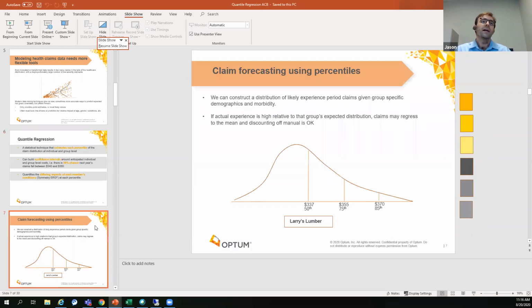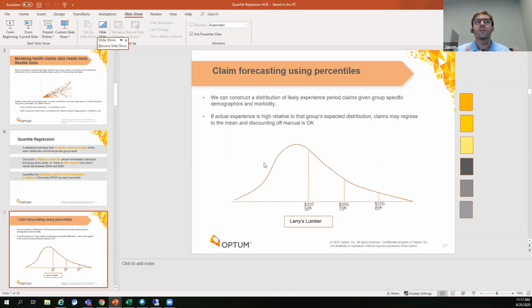So what does it mean in terms of claim forecasting using percentiles? It's really like this picture below. We're building a distribution for each group based on expected cost. And that distribution, just like a risk score, can be either a retrospective distribution or a prospective distribution. It can talk about the whole distribution of future costs as a result of the current morbidity profile that you have, or how your actual claim experience fell in terms of the current distribution, based on the morbidity profile that you've got.